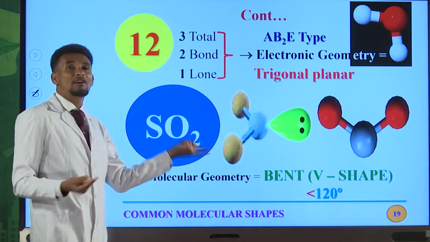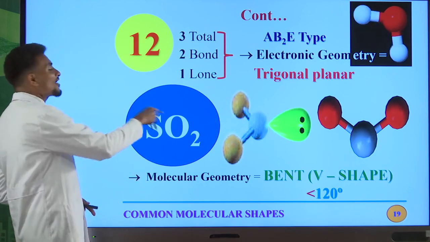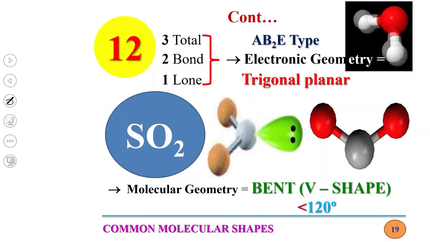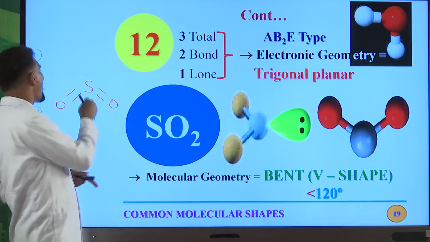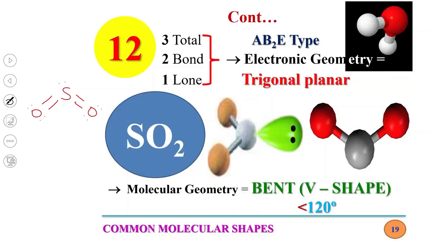One best example is sulfur dioxide. You can easily draw the Lewis structure for sulfur dioxide. S, okay. Here double bonds with oxygen, and we are left with only 1 lone pair of electrons around the central atom. Only look at the central atom, the lone pairs around the central atom. So this is the Lewis structure for sulfur dioxide. S is the central atom, A. How many oxygen atoms do we have? 2. So B2. How many lone pairs of electrons do we have around the central atom? Only 1 on the central atom.